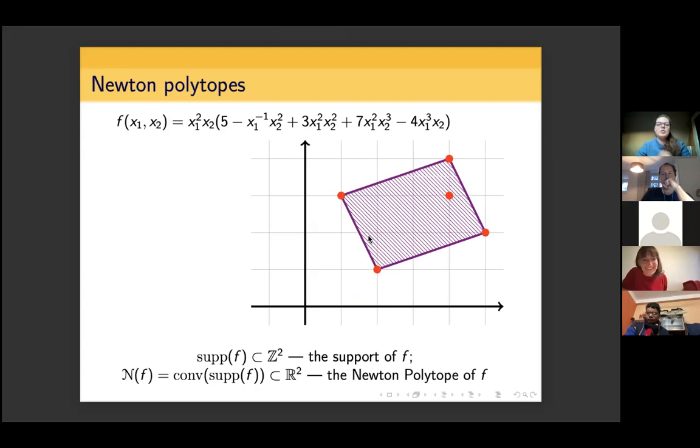One property of Newton polytopes that we will actually use in this talk is that they behave nicely with respect to multiplication. So if you multiply two polynomials, then the Newton polytope of their product is the Minkowski sum of the Newton polytopes of the multiples. And as a special case, if you multiply a polynomial by a monomial, then your polytope actually doesn't change, it just gets shifted on the plane. That's all.